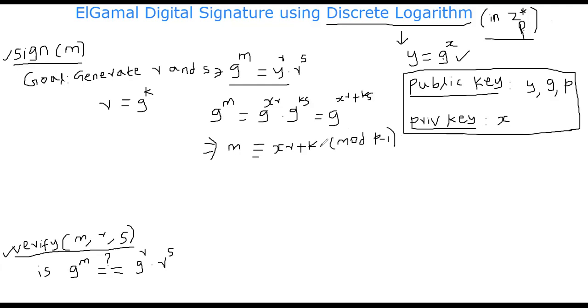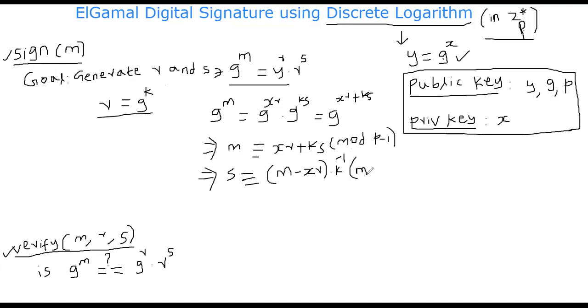We know R because we just generated it, and we know M, that's the input. We know K, we picked K here. This is the K that you pick every time sign is called. So we can now solve this equation to find S. If you rearrange this, S is equal to M minus XR, multiplied by K inverse. Now I have to be careful. One more thing I need to tell you: K inverse is in mod P minus 1.